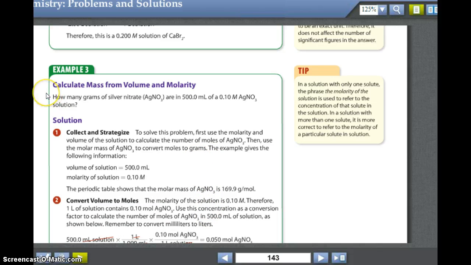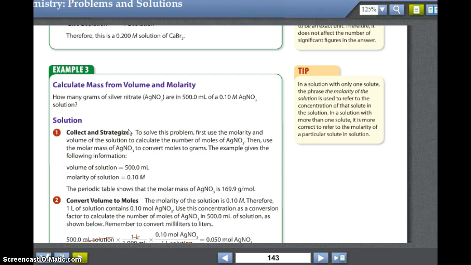All right, so calculate the mass from volume and molarity. How many grams of silver nitrate are in 500 milliliters of 0.1 molar AgNO3 solution? So first thing, write down what you know, okay? And then think, what do we want to get to? Okay, well this time we want to get to grams. And what did they give us? They gave us molar, so that's mole per liter, and they gave us the volume of the solution.